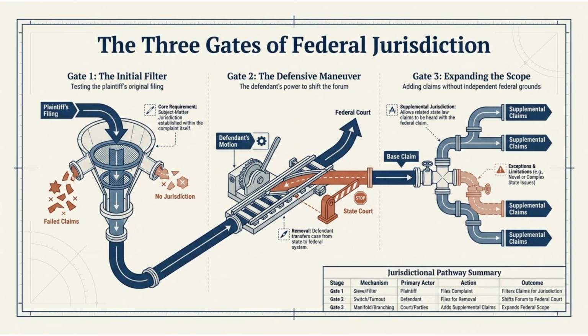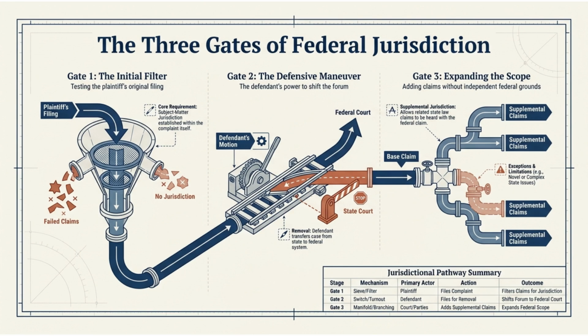Let's look at our three gates. Gate 1 is the plaintiff's initial filing. Does the complaint itself create federal jurisdiction through a federal question or diversity? Gate 2 is the defendant's defensive maneuver. Can the defendant shift a state court case into federal court through removal? Gate 3 expands the scope. Once federal jurisdiction exists, can related state claims be heard too?